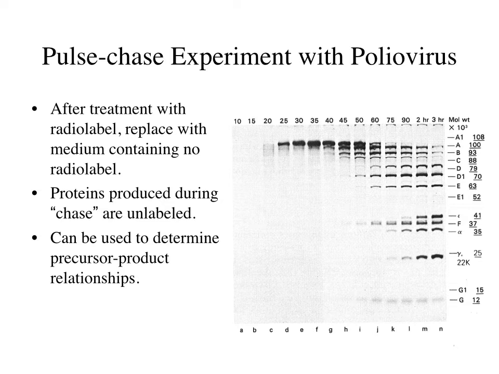A pulse chase experiment is a two-phase technique used to examine cellular processes that take place over a period of time. During the pulse phase of the experiment, cells are exposed to a labeled compound. The labeled compound is incorporated into the molecule or pathway being studied. In the chase phase, an unlabeled form replaces the labeled compound.